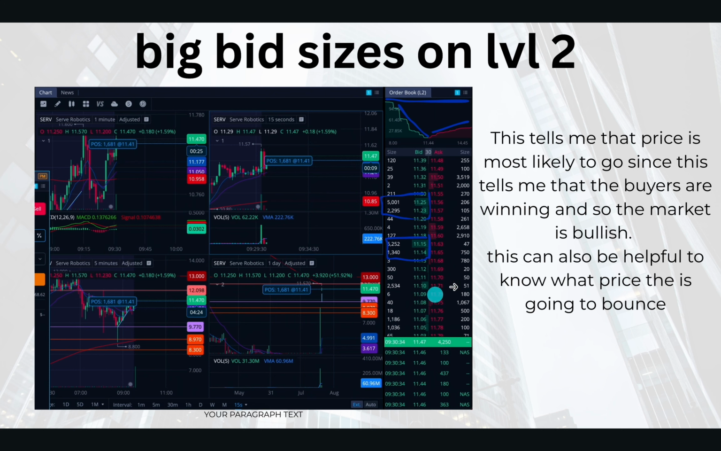So this is the level 2. On the level 2 you have the volume of the bid sizes and the volume of the ask. As you can see in big numbers right here, the big chunks, you can see that a person is willing to buy 5,000 shares at $11.25. This tells me that there's a lot of buying power. There's a lot more power than the sellers. There's a lot more bid power than the ask.